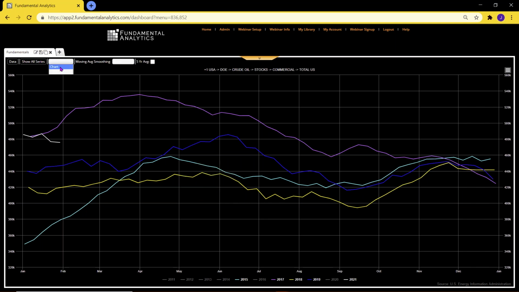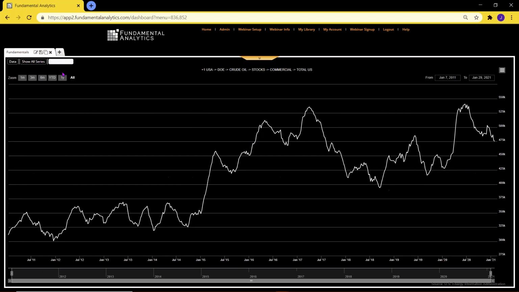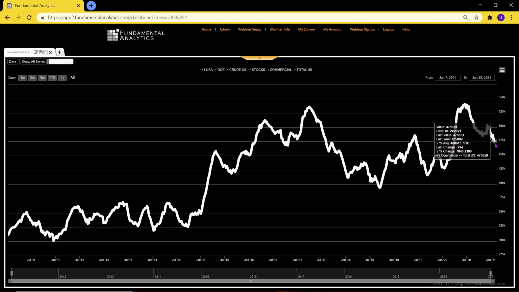Also, since this is a default as a chart, we have the choice to create a time series of this data. I click on that, and we see the time series going back to January of 2011 and the current values. It's more pronounced this way to see we had peaked in 2020 and have been coming off with the latest data as we are.